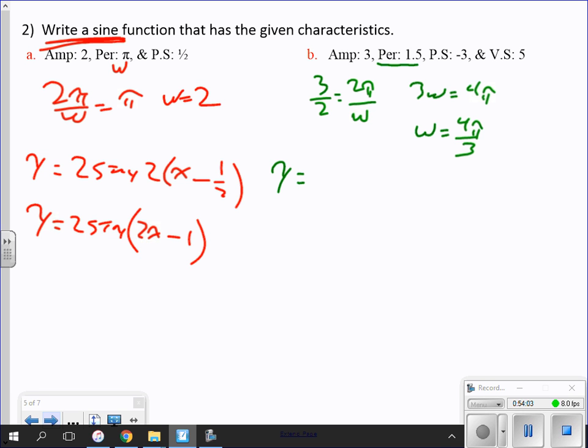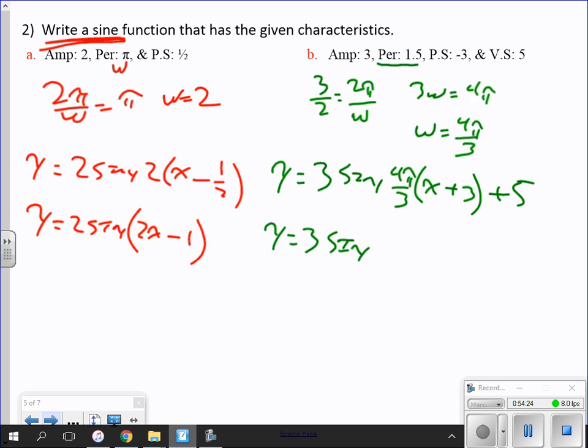So y equals my amplitude 3 times the sine of 4 pi over 3 times x plus 3, all plus 5. Distribute the 4 pi over 3. y equals 3 sine of 4 pi over 3 x plus 4 pi, all plus 5. My bad.